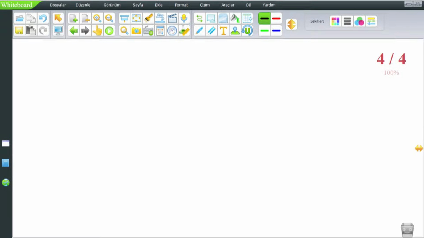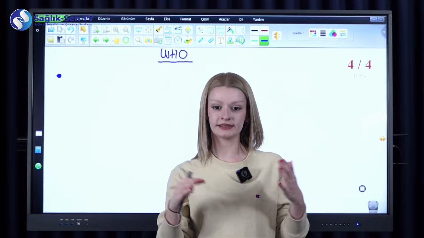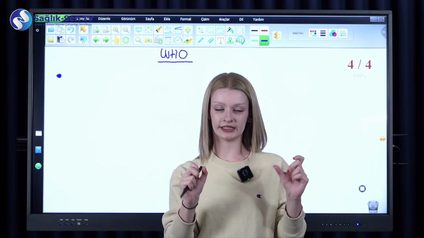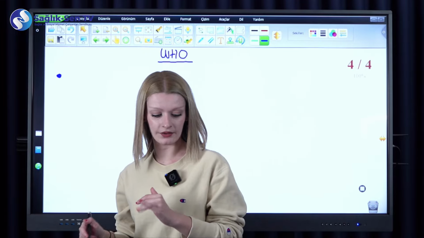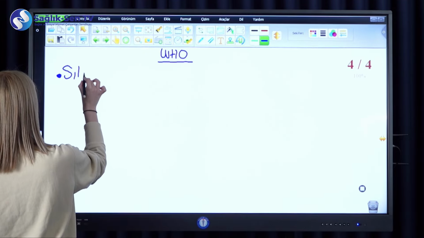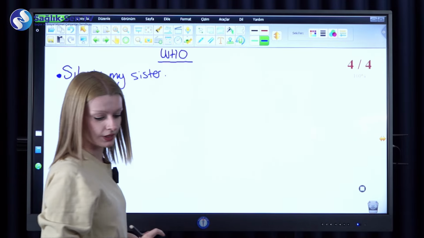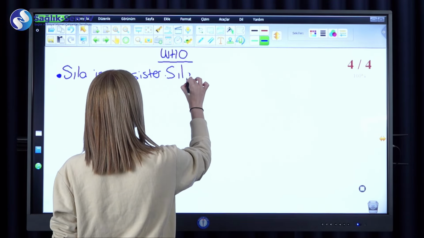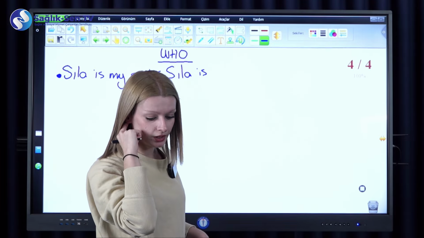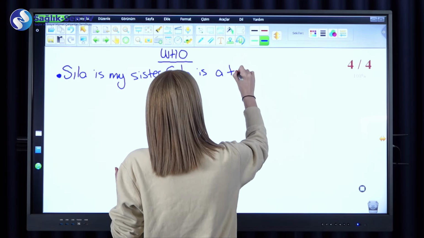Let's start giving examples. Let's start with who. First I will write two sentences that are completely main clauses that are not related. They are not together. For example, Sıla is my sister. Sıla is a teacher.